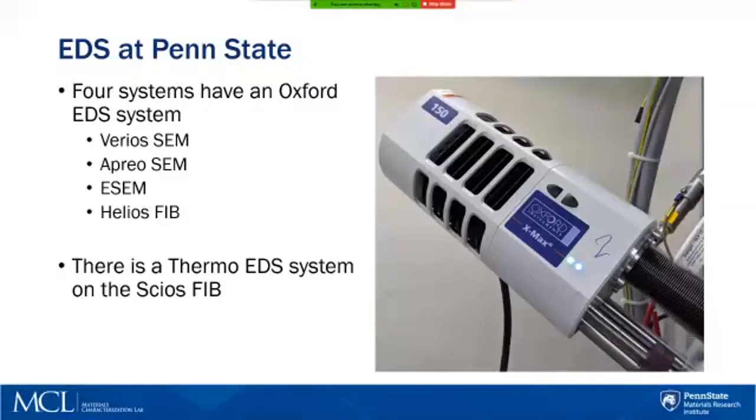Here at Penn State, we have multiple systems that have EDS detectors on them. Four of them have an Oxford EDS system. The Barrios, Aprio, and eSIMs all have the Oxford system on them, as does the Helios FIB. We also have a Thermo EDS system on the Sios FIB. There are multiple instruments that can detect EDS for you on all of our different imaging systems.